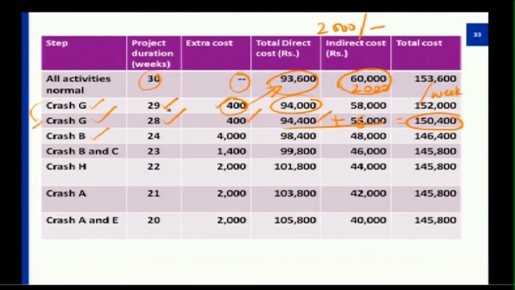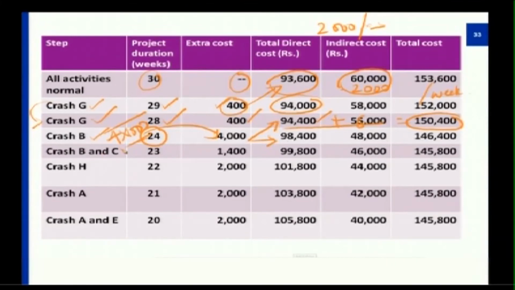And when I am to crash B, the project duration got reduced by 4 weeks, that is I am to crash B by 4 weeks. So per week I incur a cost of 1000 rupees. For 4 weeks it will be 4,000. So this cost need to be added to this 94,400. So that will be 98,400. So for 4 weeks it will be 2000 into 4, which will be 8,000 rupees, which should be reduced from this 56,000, which will be 48,000. 98,400 plus 48,000, which will be 1,46,400.